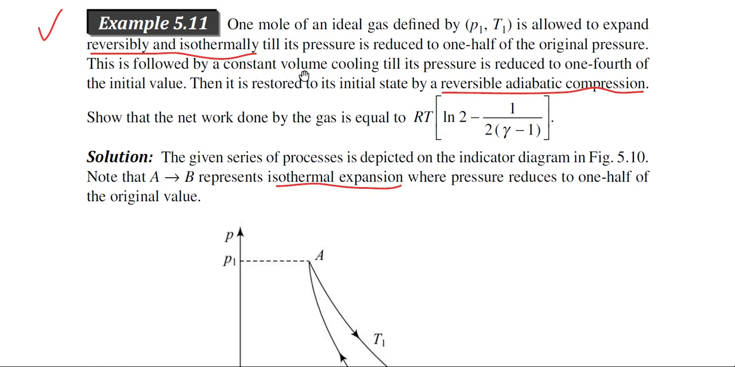This is followed by a constant volume cooling till its pressure is reduced to 1/4 of its initial value. So in the next process, the volume becomes constant. This is followed by a constant volume cooling, and in this case the pressure is reduced to 1/4 of the initial value. Then it is restored to its initial state by a reversible adiabatic compression. Finally we are compressing the gas, and the process is an adiabatic one.